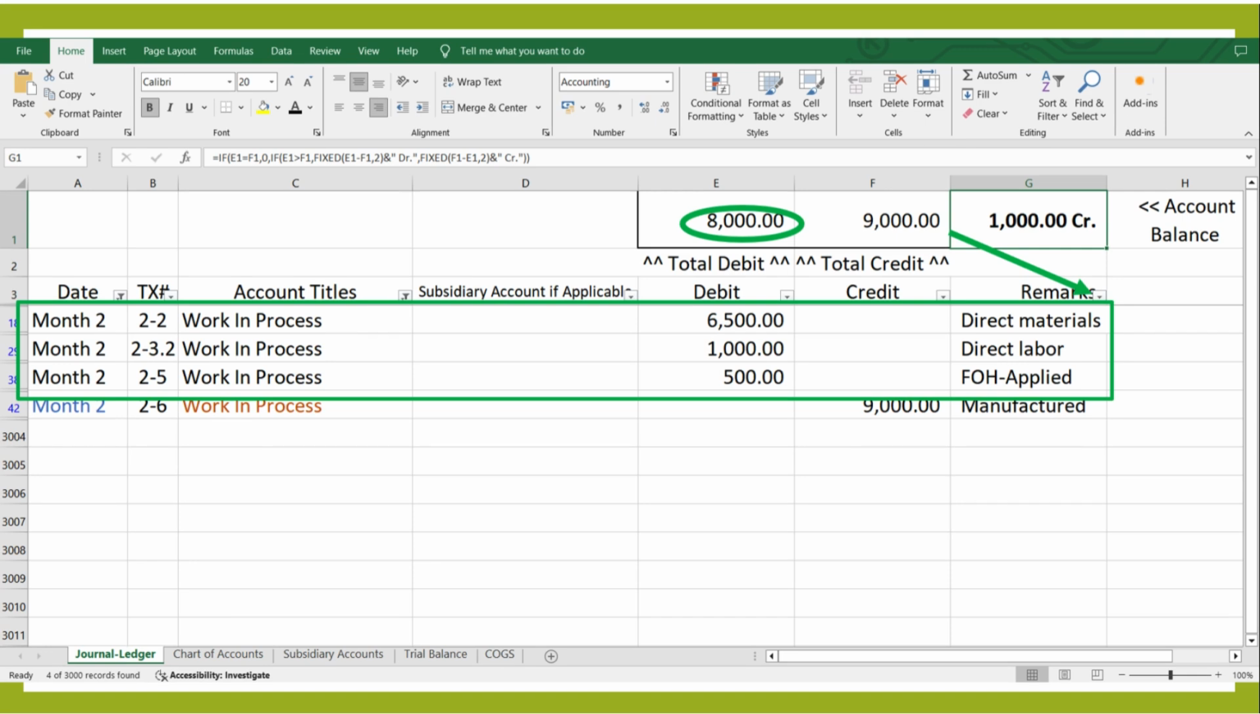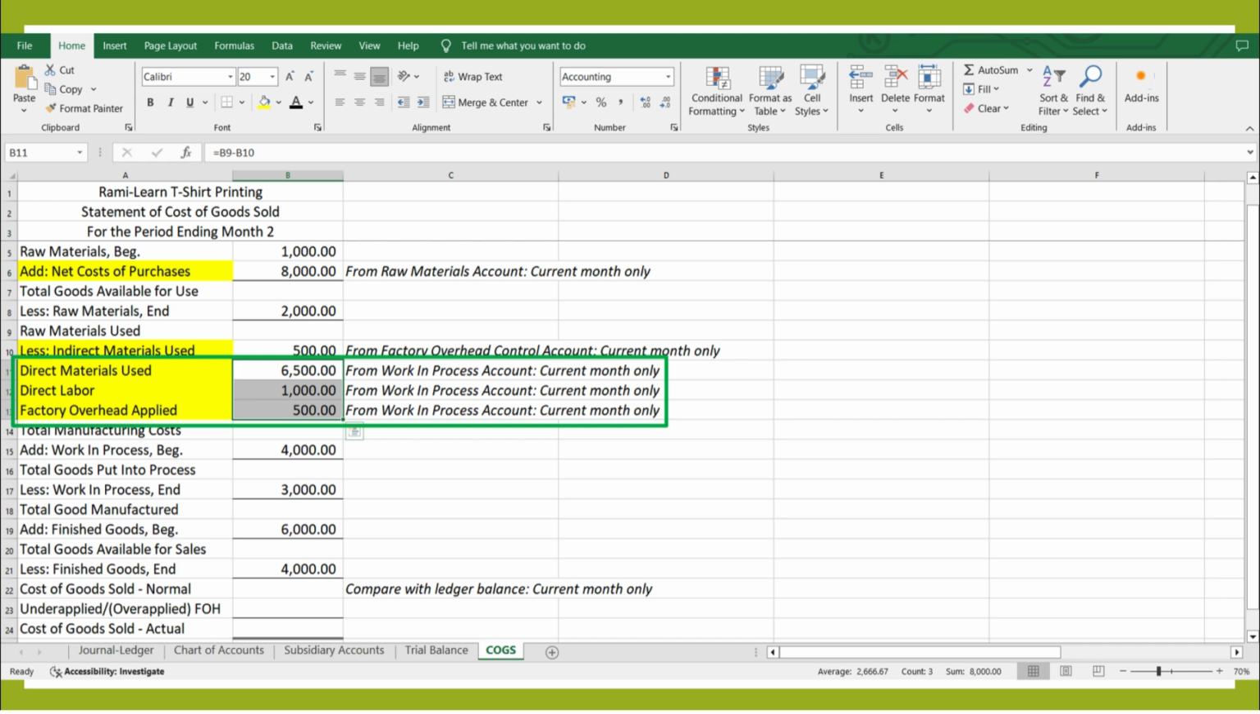The total manufacturing costs amount to 8,000 pesos, composed of 6,500 pesos for direct materials, 1,000 pesos for direct labor, and 500 pesos for factory overhead applied. We may also filter the remarks when there are multiple transactions for any of the components to determine the total for each component. Now that we have filled in substantially all the necessary data, we can compute the cost of goods sold, normal.